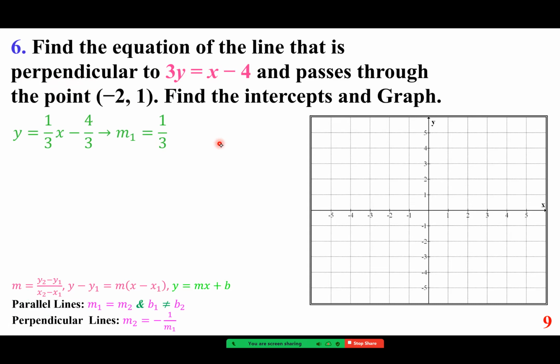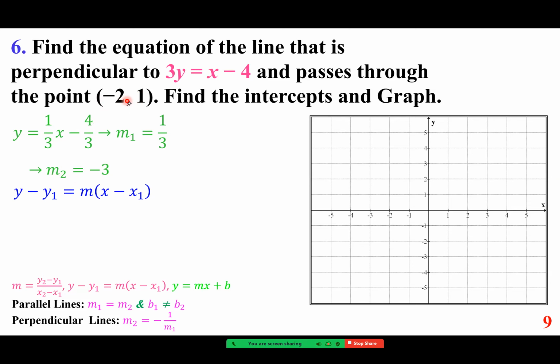Therefore, it's the negative reciprocal of that. So the one we need is the reciprocal of that 3, and then we negate that, -3. So this is what we want. So we have the slope, we have the pair, we use those two with y minus y1 equals m times x minus x1 to come up with the equation of a line.